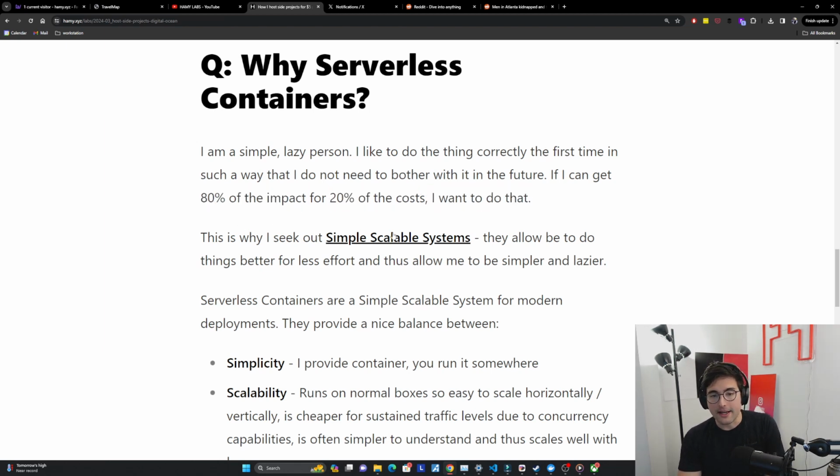And so this is why I seek out Simple Scalable Systems. And this is basically what this whole channel is about, is me trying to do the thing. I see what doesn't work. I find a simple way to do most of what I want. And then that's what I write about here, because I want to remember that and reuse that in the future. And I like these because they basically allow me to do things better for less effort, and thus allow me to be simpler and lazier in my life, which is my default and what I bias towards.